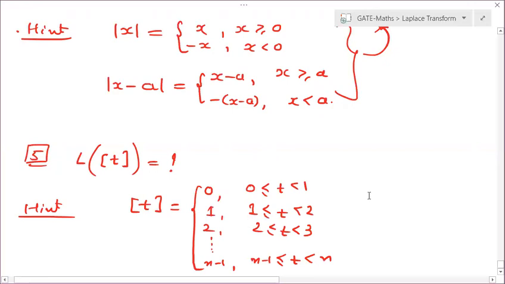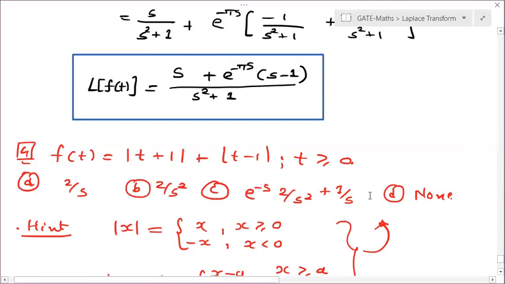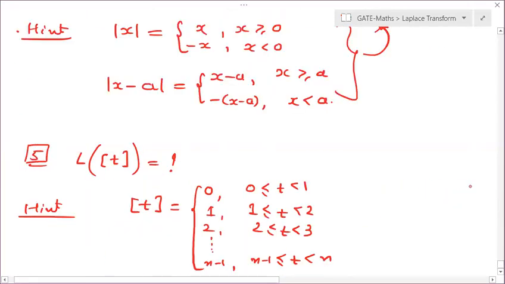So yes, try these questions from home. Let us stop here only. Any doubt in today's session? If you have any doubt, you can ask me. This is the hint for this and the hint for this. Shall I end the meeting now?